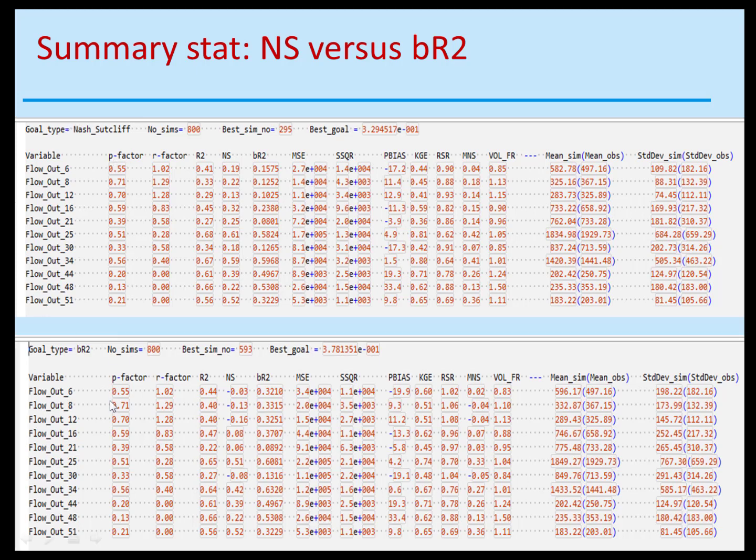But notice that in these two cases, P factor and R factor are the same, because P factor and R factor are based on the whole entire 800 simulations. So this would be quite different if I use behavioral objective function, which I will show in the next videos. But in this video, because P factor and R factor in a single objective function are based on the entire 800 simulations, they are the same. But the best simulations are quite different.